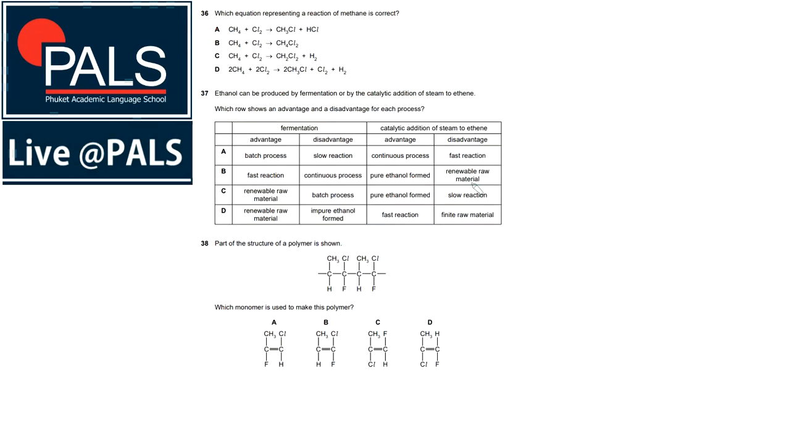Which equation representing a reaction of methane is correct? First one looks good. Yeah, the first one is correct. That is, methane undergoes halogenation by substitution. The conditions that are needed for this reaction are UV light.